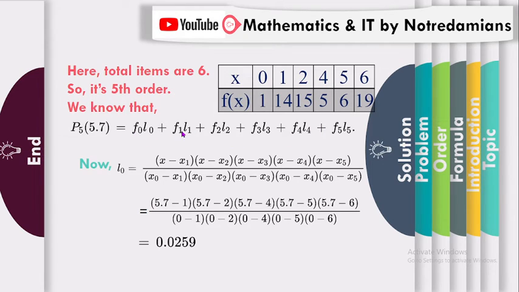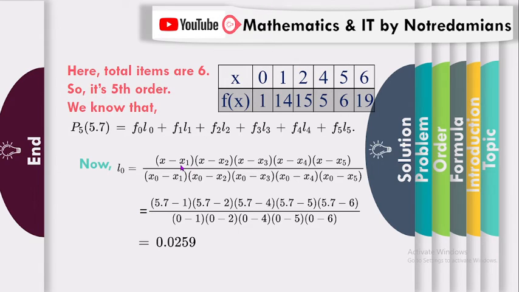So what are f0, f1, f2, f3, f4, f5? These are the values of f of x, starting from f0, f1, then f2, then f3, then f4, and then f5. So now L0, as it is L0, our equation will be x minus x1, x2, x3 to x5, over x0 minus x1, x2, x3, x4, and x5.